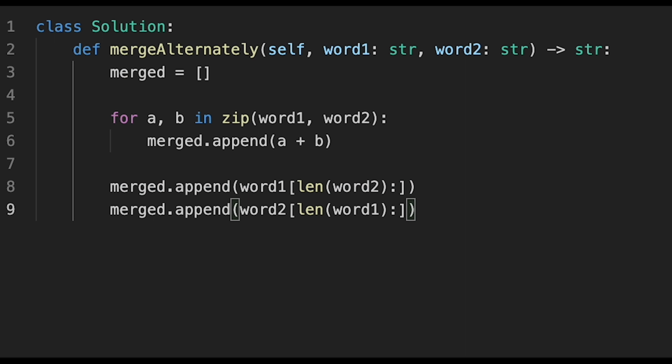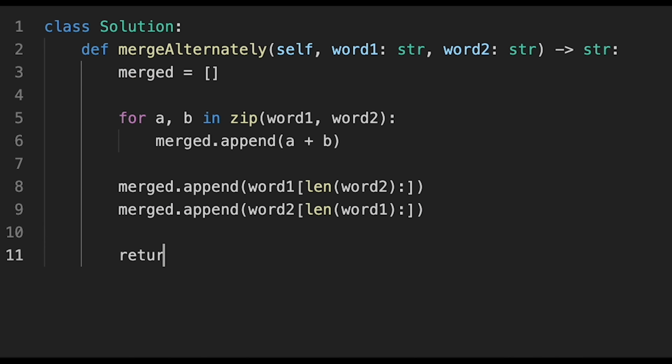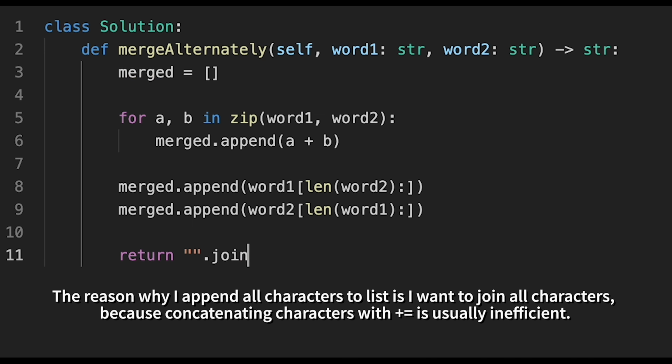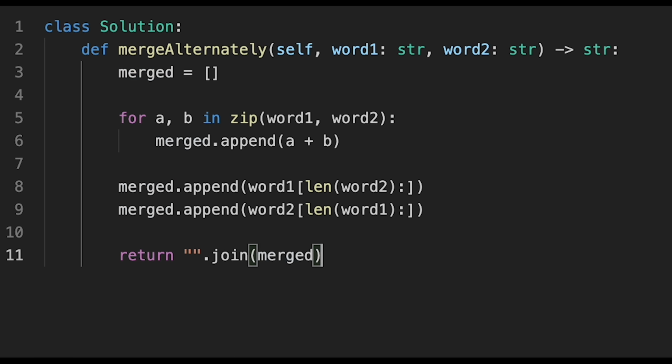So if word1 is shorter than word2, we have a rest of the word in the word2 variable. So just append word2. And then all we have to do is just return empty string dot join and merged. Yeah, so that's it. So let me submit it.